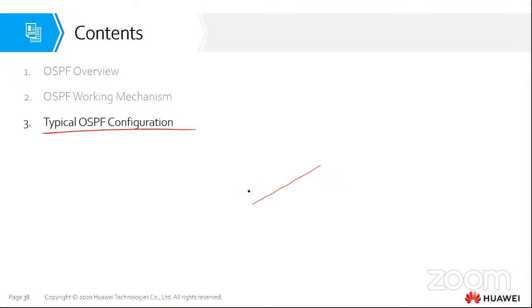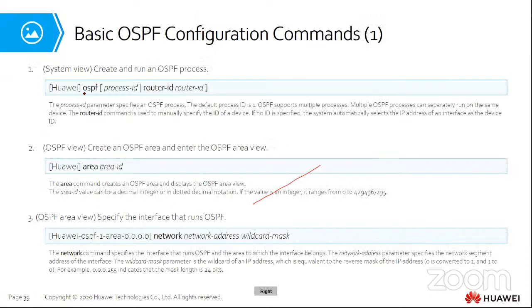OSPF configuration, I'm just going to show you commands. We have done the labs already. As you can see, you can say OSPF and specify the process ID. Sometimes you even specify the router ID, or you can specify a router ID from system view. Then when you get into the OSPF view, you specify an area, area 0, area 1, area 2, and so on. Then when you get into the area, you enable OSPF on interfaces.